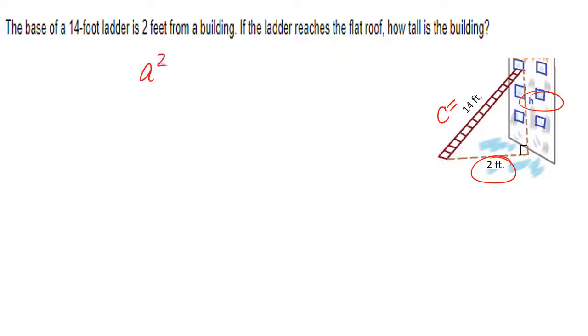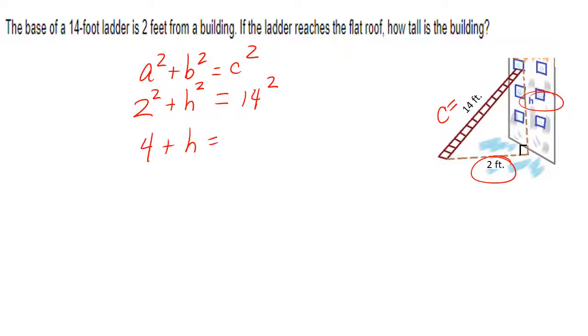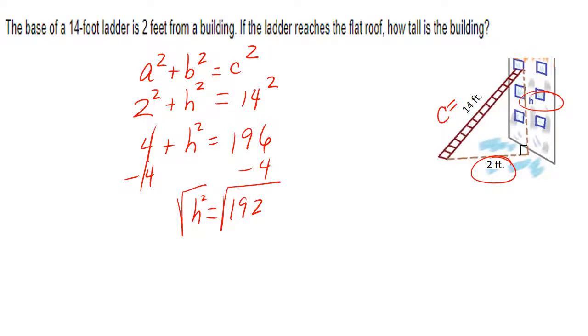So using the Pythagorean theorem, I will say that A is 2, the other side is just labeled H in the picture, and the C is 14. Now if we continue to solve, 14 squared will give us 196, and I will subtract 4 on both sides of this equation to give me 192, and then I will take the square root of both sides using the square root property.